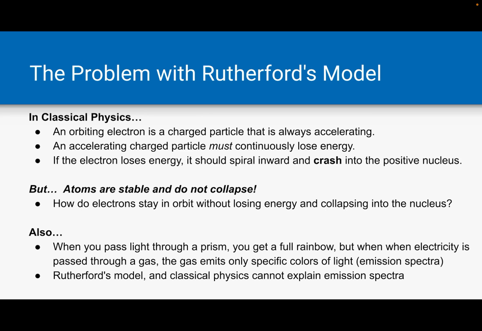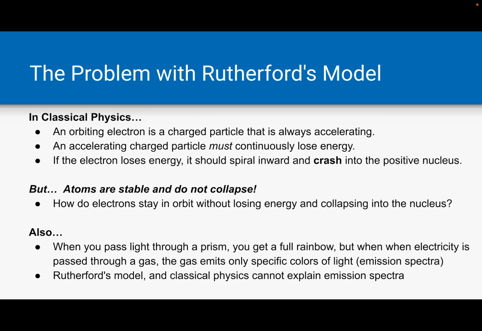There was also this other thing that happened, which we're going to talk about in a little bit. We all know if you pass light through a prism or through a raindrop, you get a rainbow. The spectrum of white light breaks up into a continuous arc of all of the colors of the rainbow. However, people were finding that if you energized a particular gas and looked at what was happening, you were seeing not all the colors, but only specific colors.